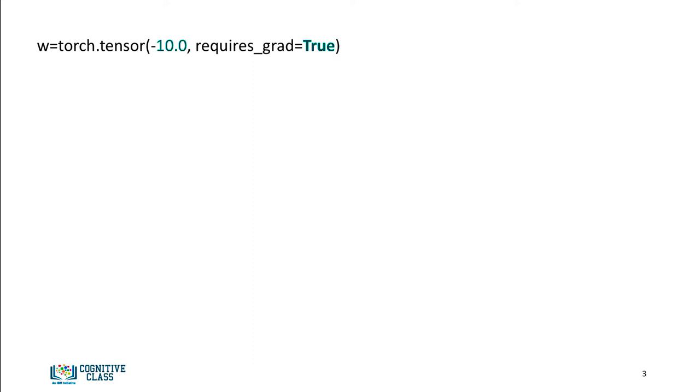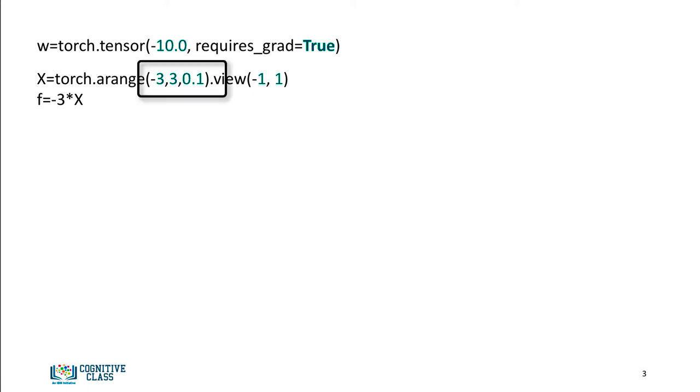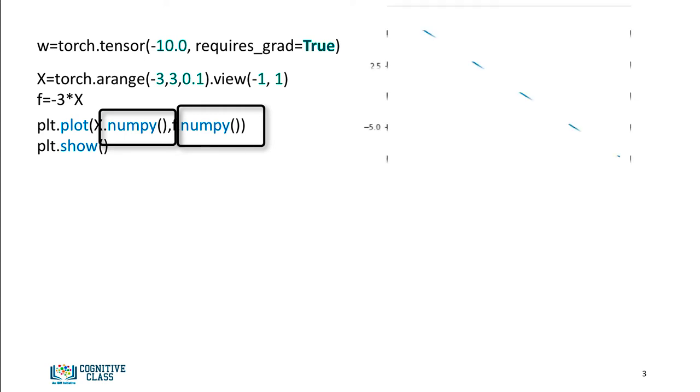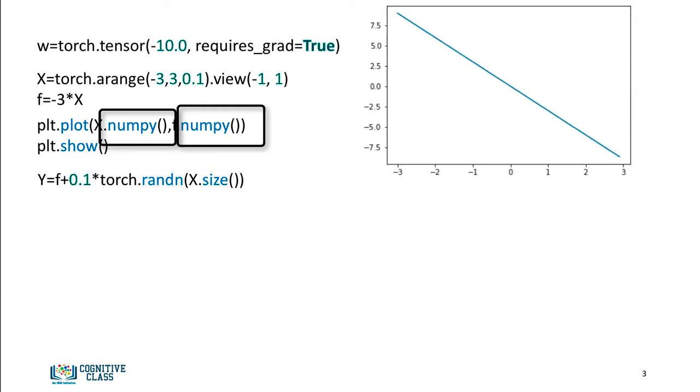First, we'll create a PyTorch tensor. We set the parameter requires grad equal to true because we're going to learn this parameter via gradient descent. We then create a tensor x with values ranging from -3 to 3. We multiply the tensor by -3 and assign it to the tensor f. We use the view command to add the extra dimension. We plot the tensor. We use a method .numpy to return a numpy array. The result is a simple line.